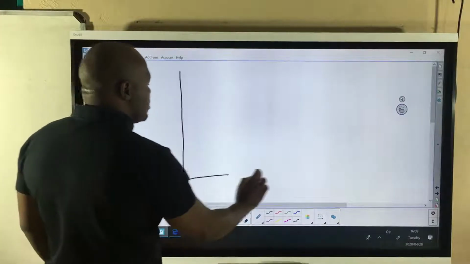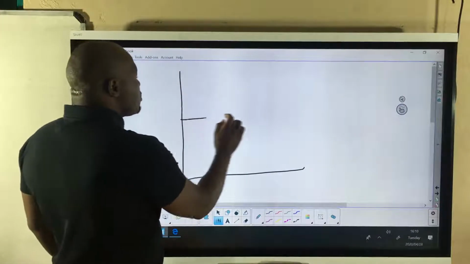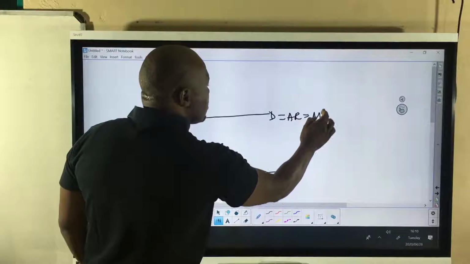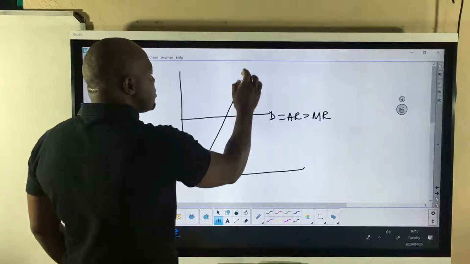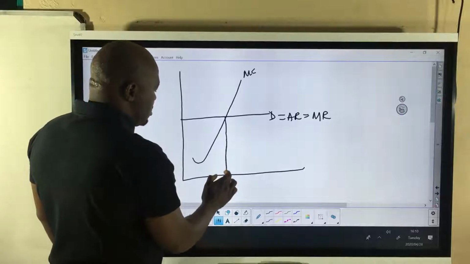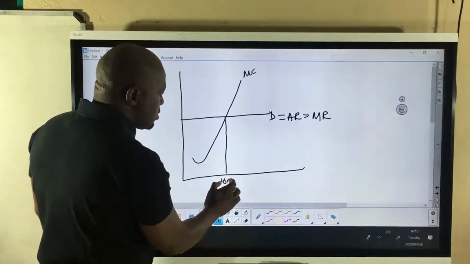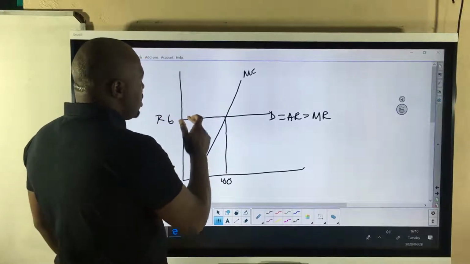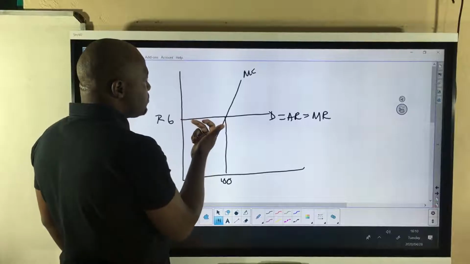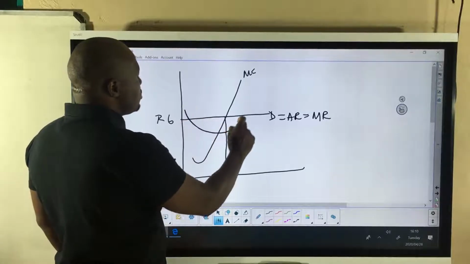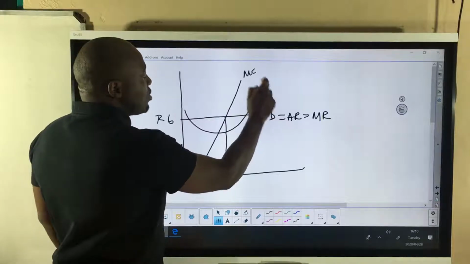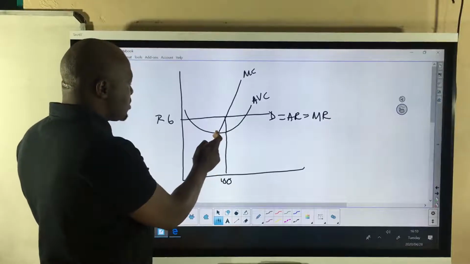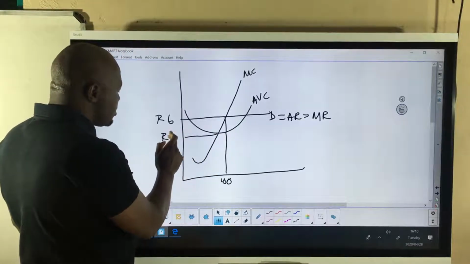The next one is, what if a firm should produce 0? Then let it be. But how does that happen? Again, this is your marginal cost and this is your units. Let's say the price is 6 rand. Now, let's say this is your average variable cost. And if ever the price drops below this, let's say this is 4 rand.